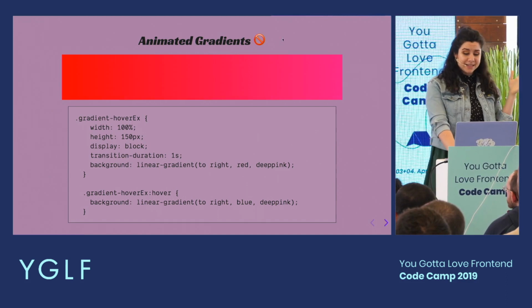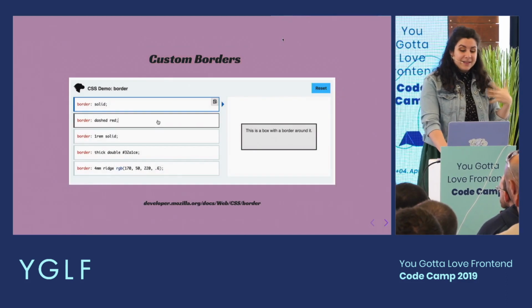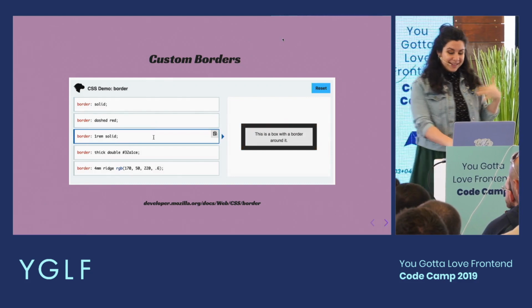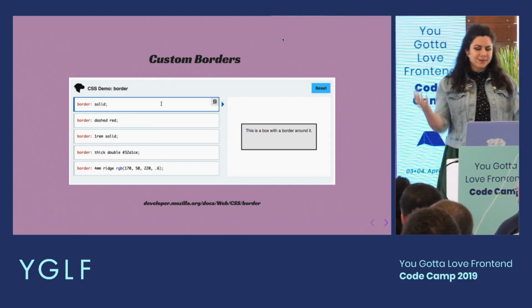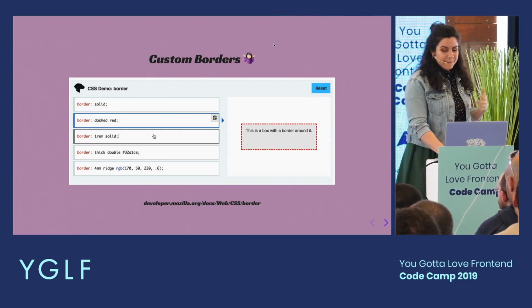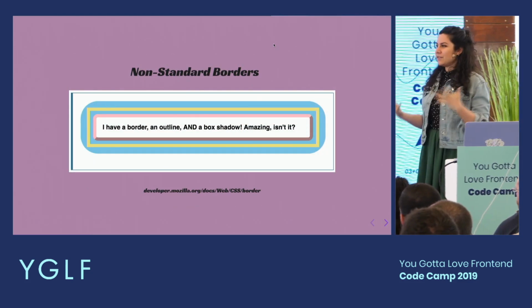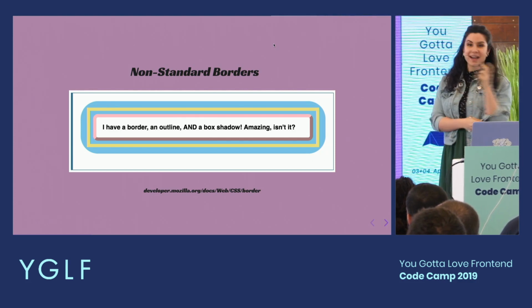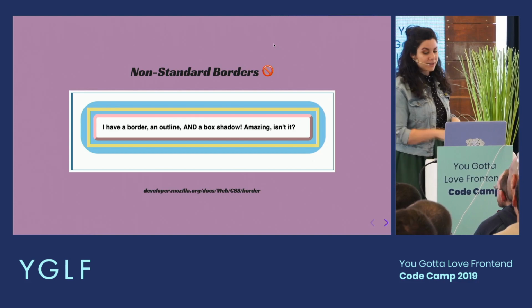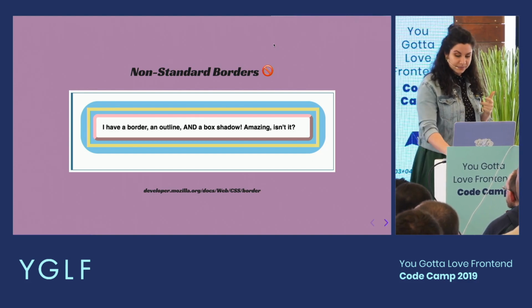So that's not something that's currently possible. Custom borders are another example. You do have a lot of control if you mix borders and shadows and outlines and things like that. But if you're trying to do something outside of just a line or a box with a radius on it, you kind of get stuck and you hit a point. So you can't really do non-standard borders.